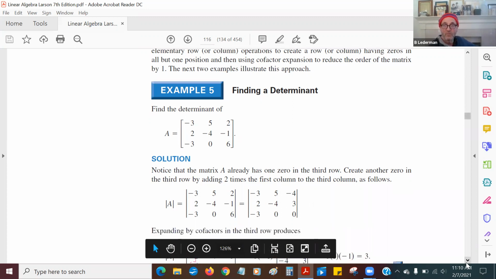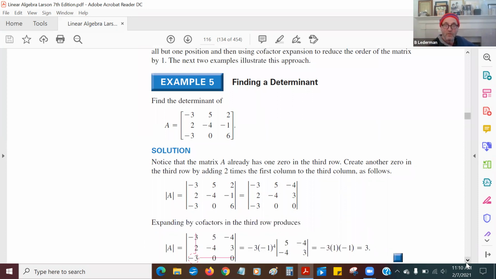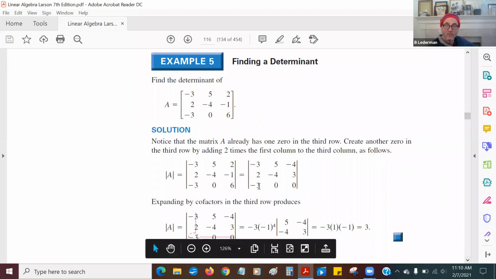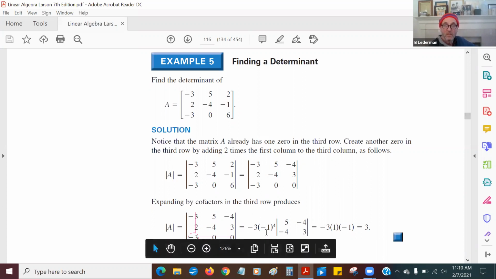At this point I'm ready to just stop fooling around. Since I have 2 zeros, I only have one number in this bottom row, so I'm going to just do one cofactor. It's -3 times this matrix up here in the upper right. It's going to be -3 times +1 times the determinant of 5, -4, -4, 3. And that's really easy because that's just 15 minus 16. So it's -3 times 1 times -1, which is just 3.